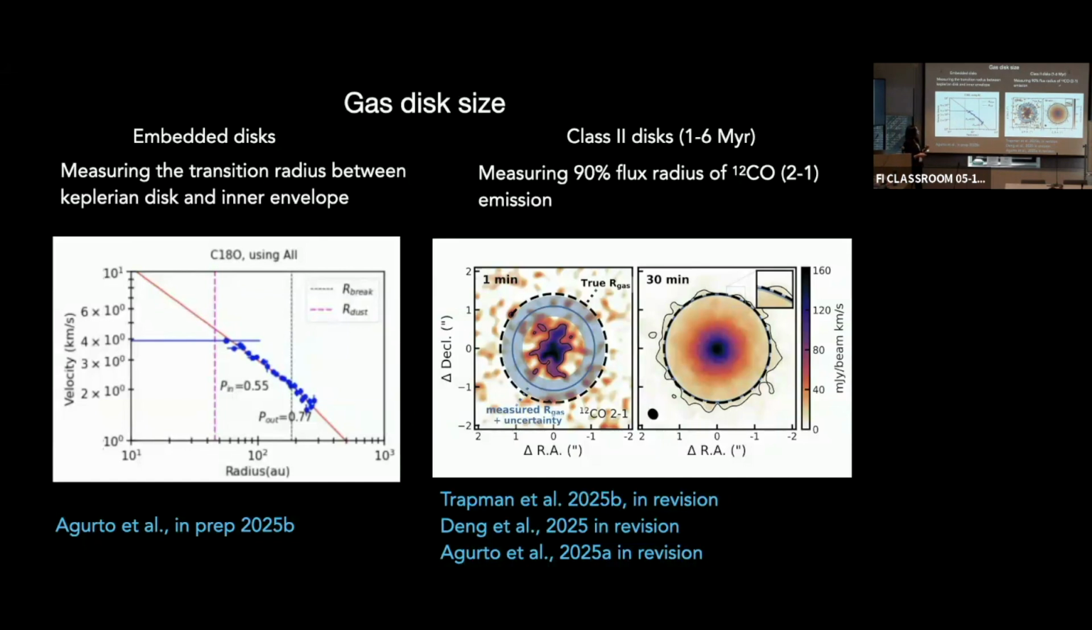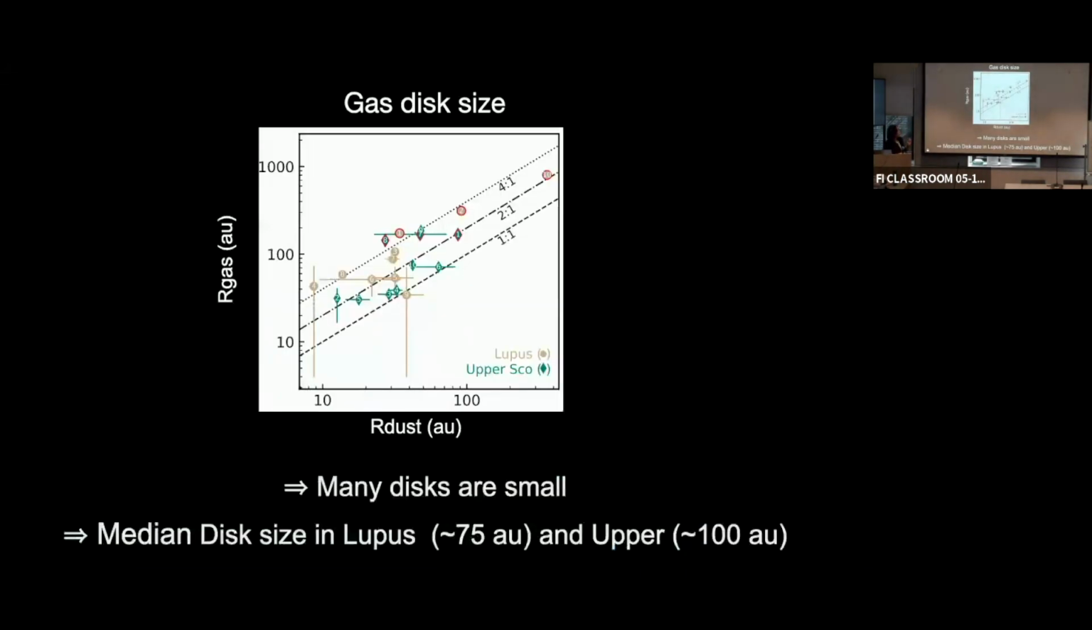And for the class 2 disks, they don't have cloud contamination, so you can directly measure the radius containing 90% of the flux. That's usually used as a characteristic radius for the gas disk size. So this is a distribution of how extended the gas disk is compared to the dust disk. Most of the disks seem to have a 2-to-1 ratio when you compare the gas disk size to the dust disk size.